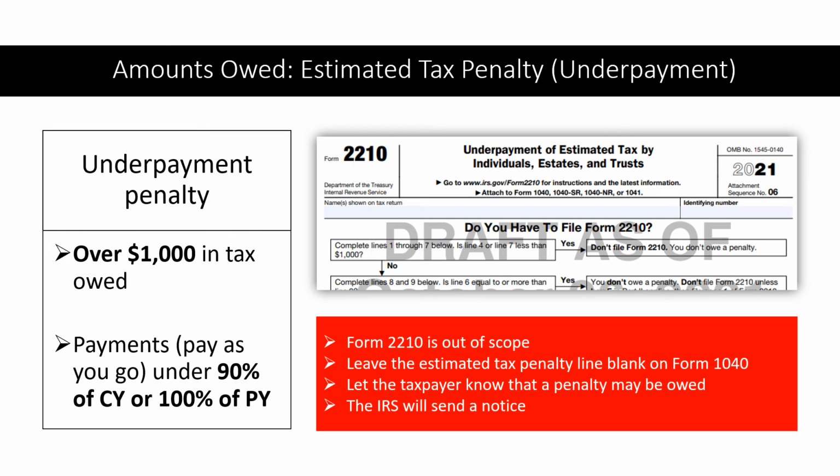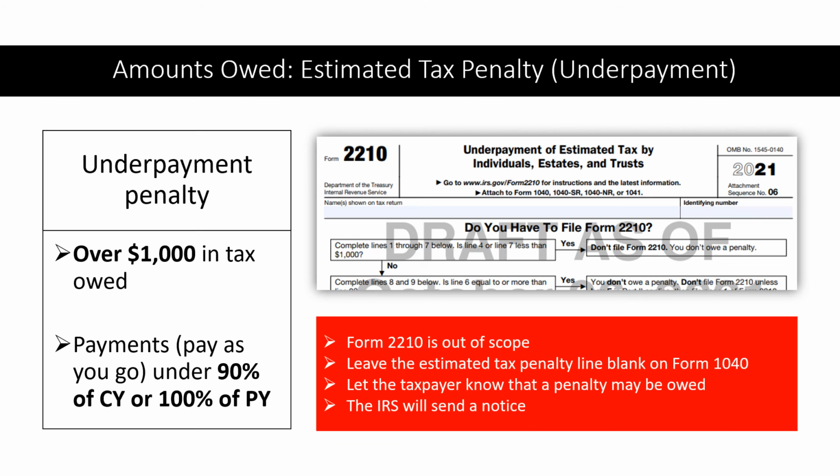And aside from owing over $1,000 in tax, this is figured when somebody has had payments in during the year that were under 90% of the current year tax liability, or it could be if their payments in were under 100% of last year's tax liability.